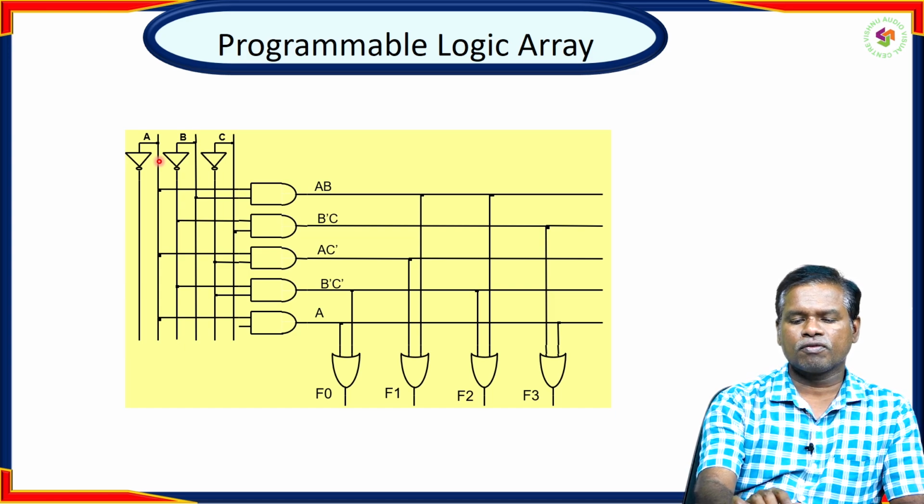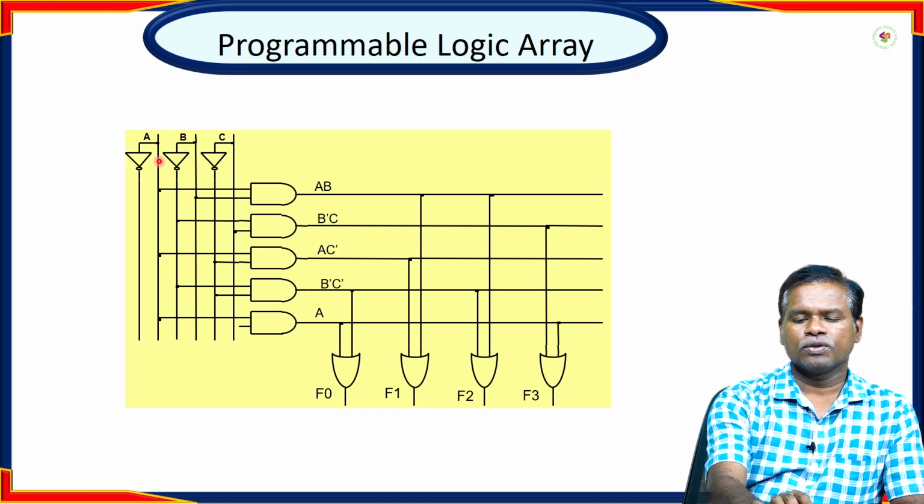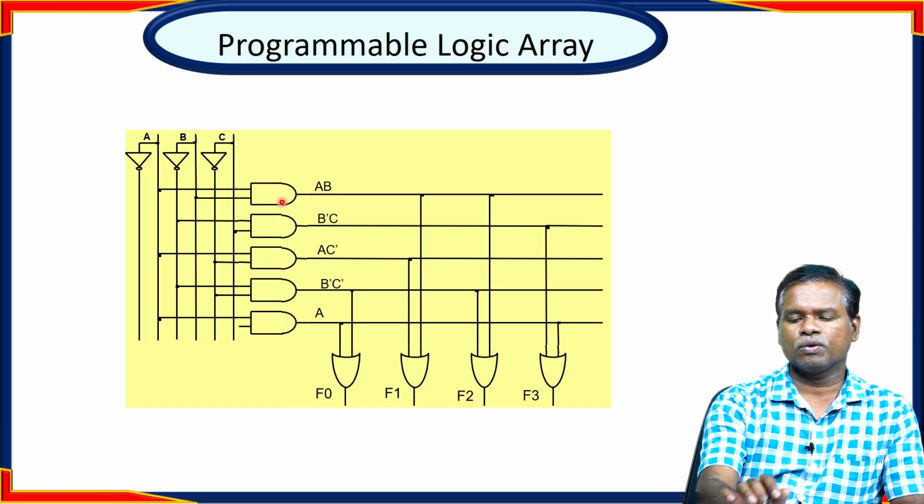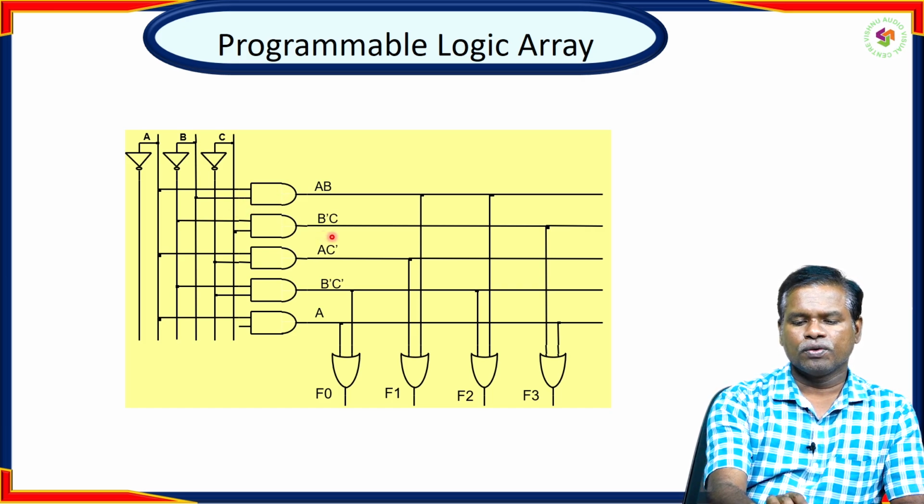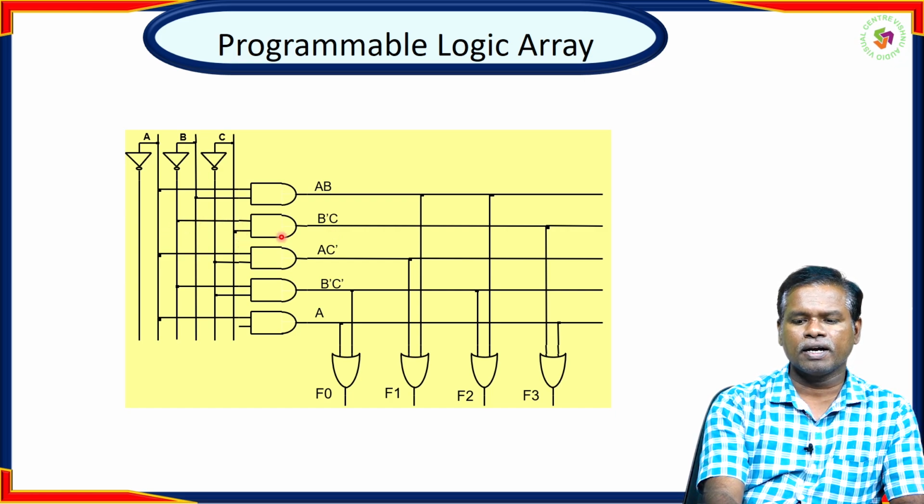Now our first product term is AB, so A and B are connected to one AND gate. Similarly, B dash C is the second product term, so complement of B and C is connected to the second AND gate. The third AND gate takes inputs A and C bar. The fourth AND gate receives inputs B dash and C dash. Whereas the last AND gate, which indicates the fifth product term, has input A only.